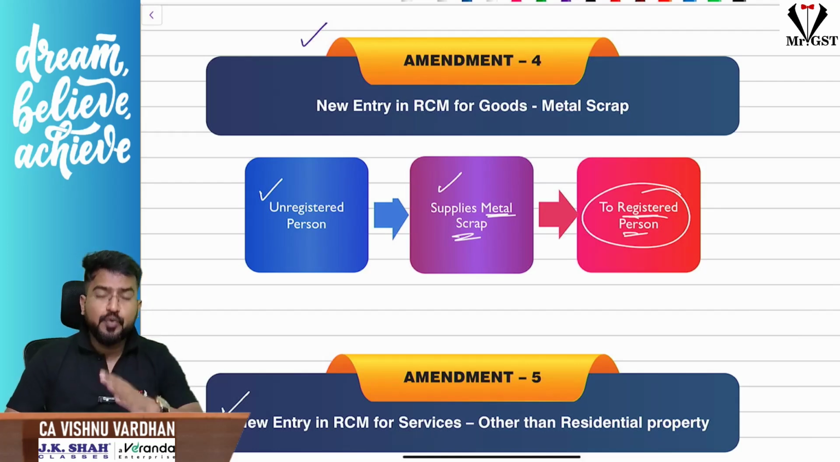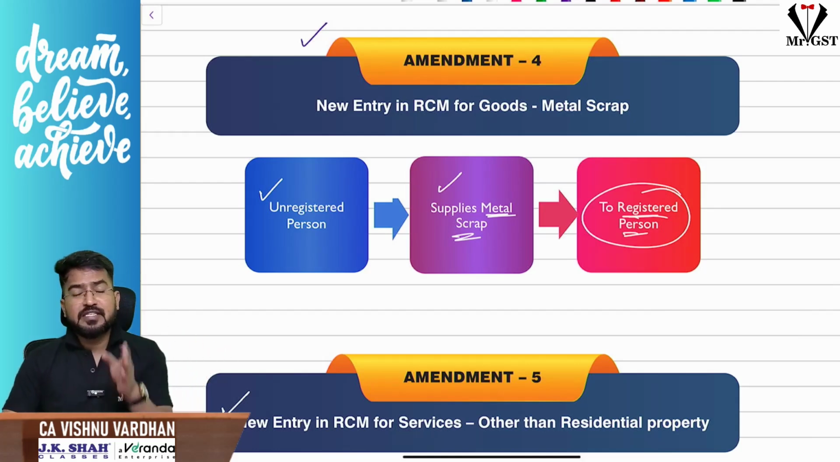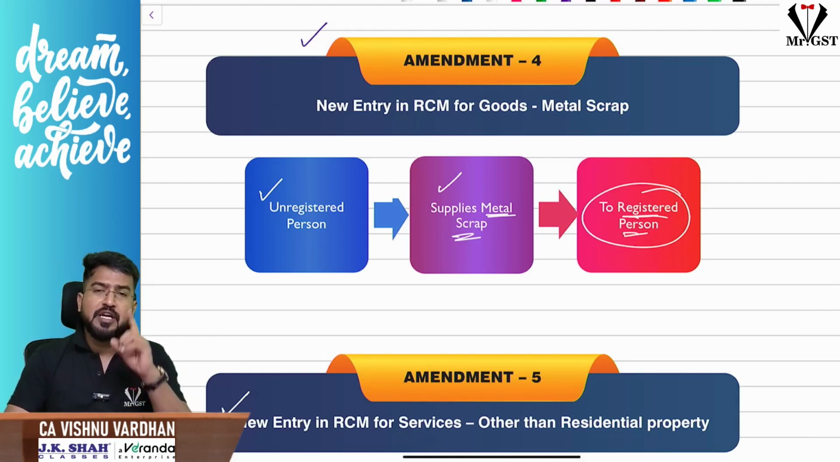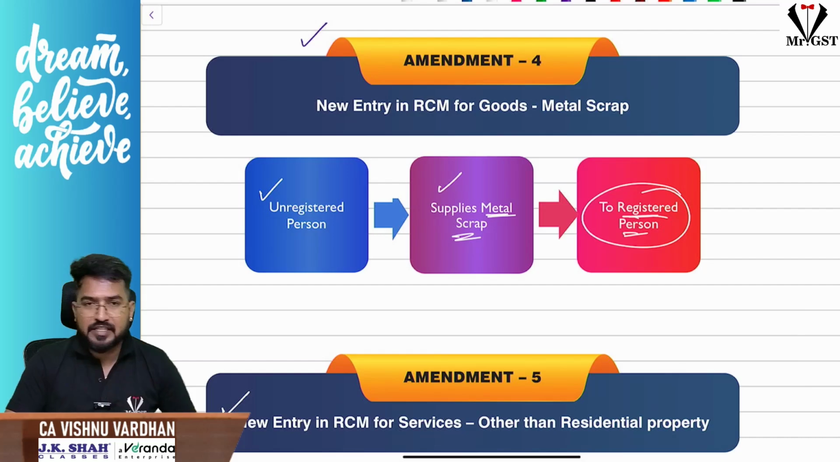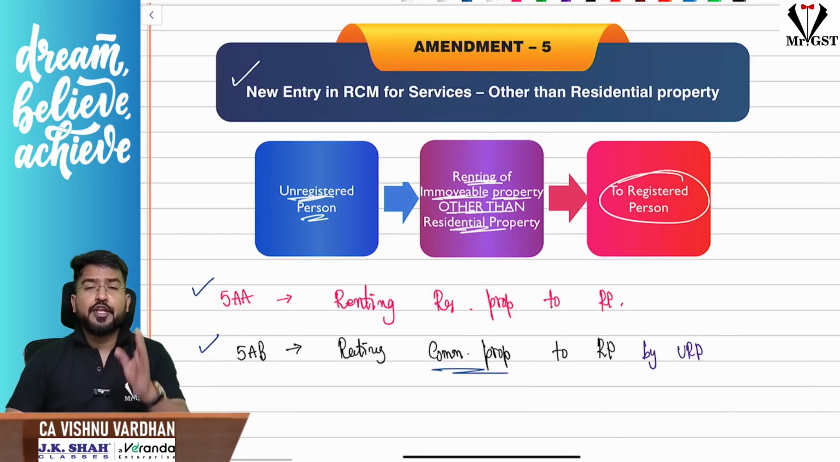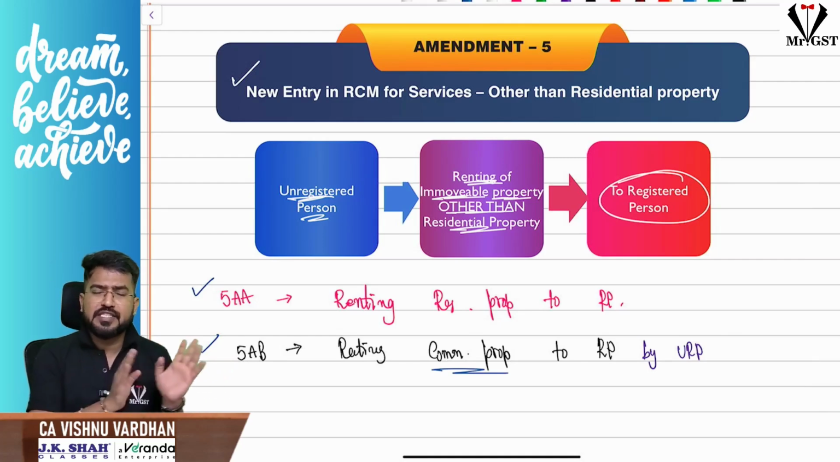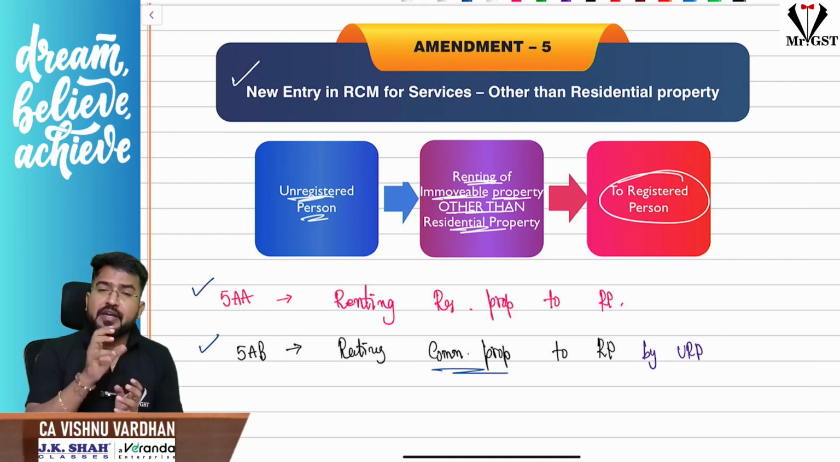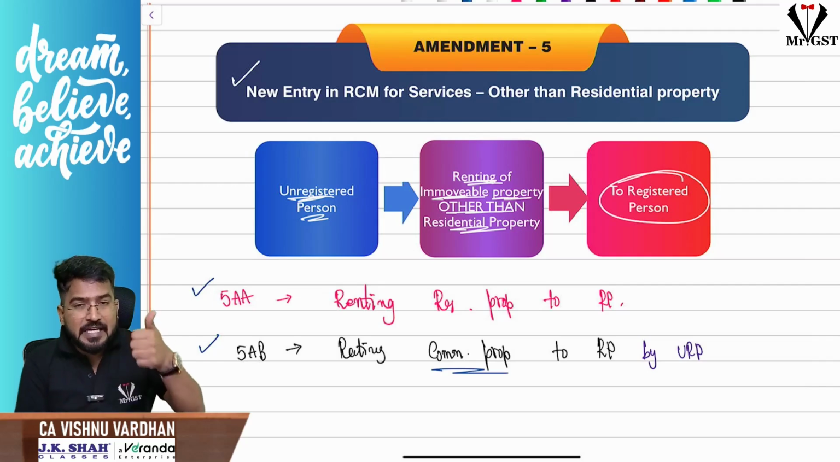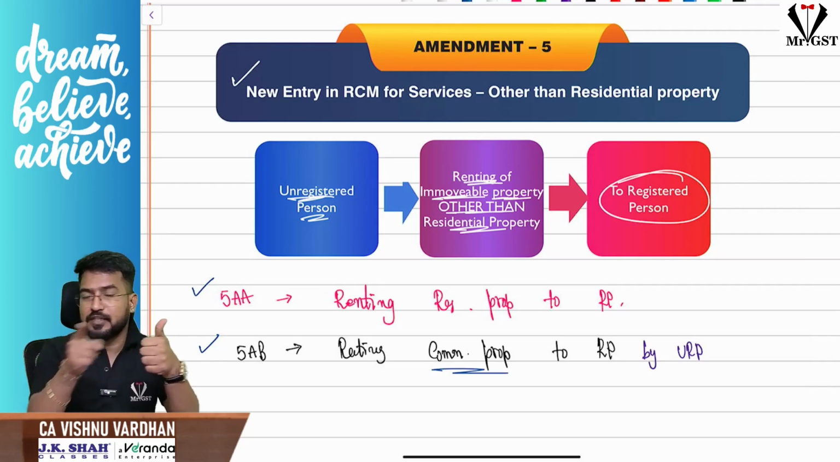Next one, sir, a new entry in RCM goods, that is, if you are purchasing metal scrap from an unregistered person, then you should pay GST under RCM. So in RCM goods, one extra entry has been added. New entry in RCM services, that is, sir, renting of commercial property. We have seen renting of residential property 5AA, this is 5AB. Renting of commercial property by an unregistered person to a registered person, then only RCM.